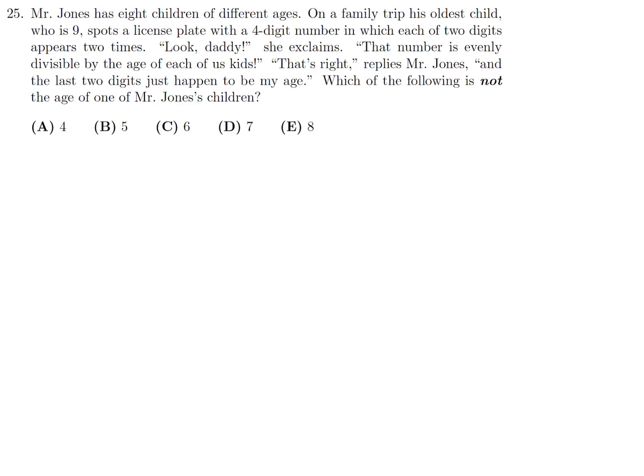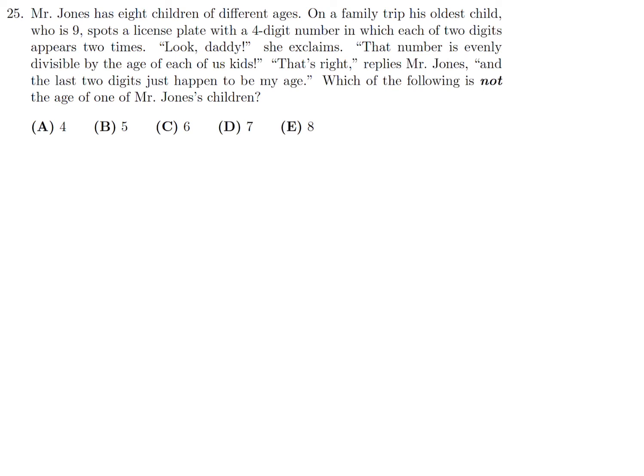Mr. Jones has 8 children of different ages. On a family trip, his oldest child, who is 9, spots a license plate with a 4-digit number in which each of the 2 digits appears 2 times. "Look, Daddy," she exclaims, "that number is evenly divisible by the age of each of us kids." "That's right," replies Mr. Jones, "and the last 2 digits just happen to be my age." Which of the following is not the age of one of Mr. Jones' children?